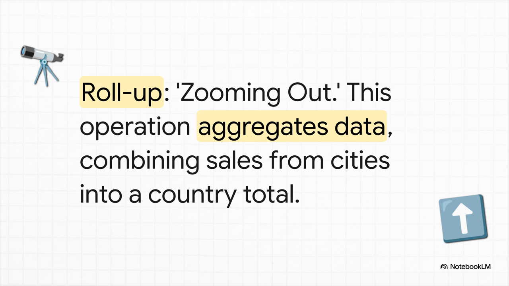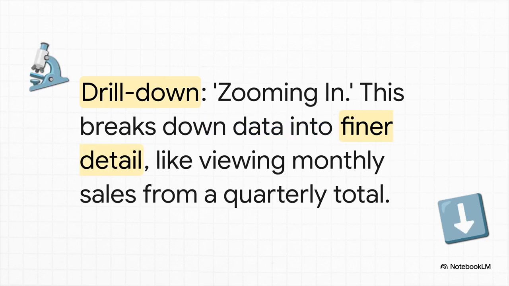Simple, right? And as you might have guessed, drill down is the exact opposite. This is zooming in. So you have your total sales for the country, and now you want to see the details. You drill down to see the sales broken down by each state, or even by each city. You're going from the summary back down into the nitty-gritty.